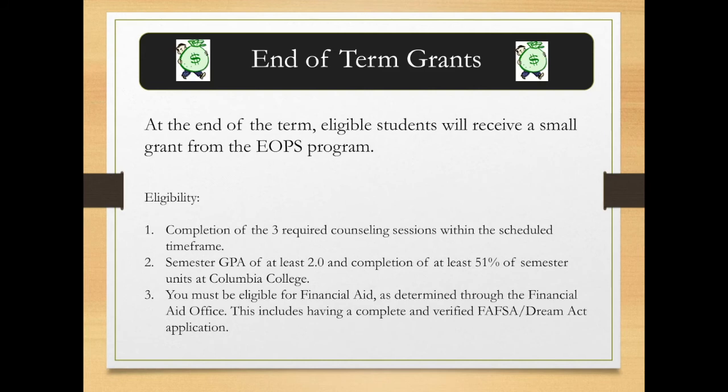This includes having a complete and verified either FAFSA or DREAM Act application complete and on file with the Financial Aid Office. The end-of-term checks are mailed to your home address, and students typically receive them about 6 to 8 weeks after the semester. By then you've usually forgotten about it, but it's always a nice surprise. It always comes at a good time. That $40 or $50 always helps out when you get it in the mail.